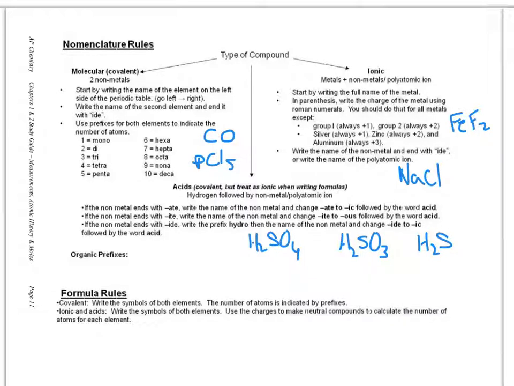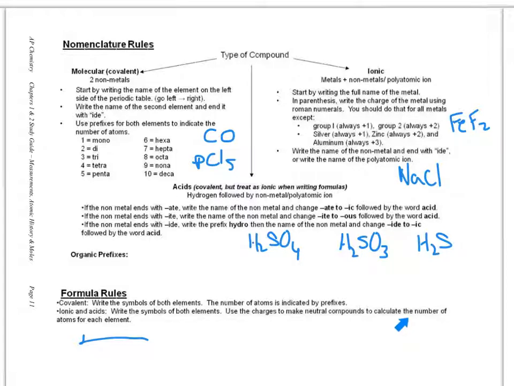Now, if you are going from the name to the formula, so you're doing the opposite, here's what you do. If it's covalent, you write the symbols of both elements, and then the subscripts will be given to you by the prefixes. So not much work required here. If it's ionic or if it's an acid, then you write the symbols for both elements or polyatomic ions or whatever they are, and you use the charges to make it neutral.